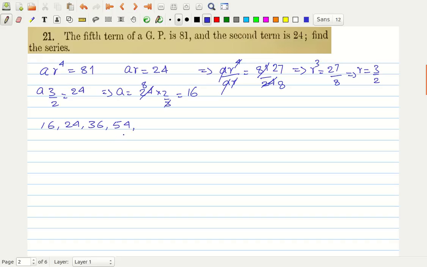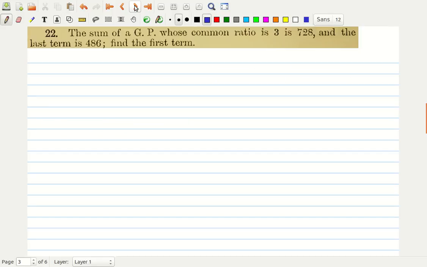54 times 3 by 2 is 81, right? So this is our geometric progression, and it will go on. So this is problem number 21. Let us look at problem number 22.